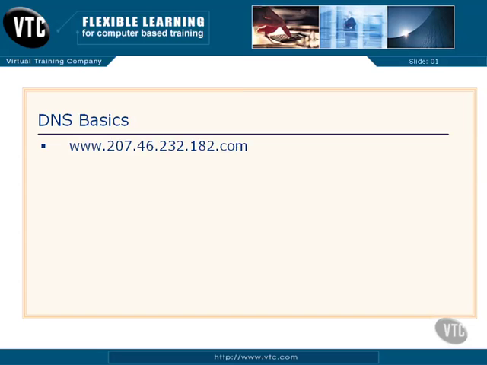First of all, if I told you, hey, there's a great website I'd like you to go take a look at, it's www.207.46.232.182.com. Could you remember that? Probably not. But what if I said www.microsoft.com? You can remember Microsoft.com. Well, that is precisely what DNS does for it. It basically takes this IP address right here, this number, and it converts it into an English word or a word that we can read.